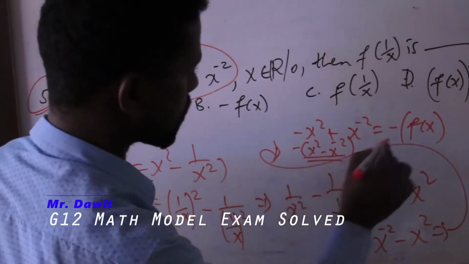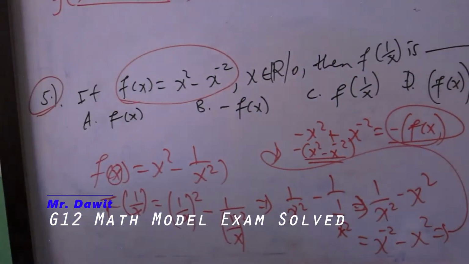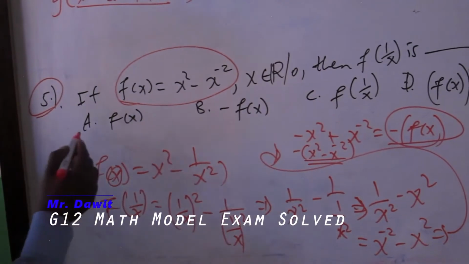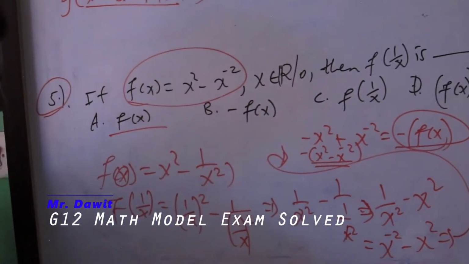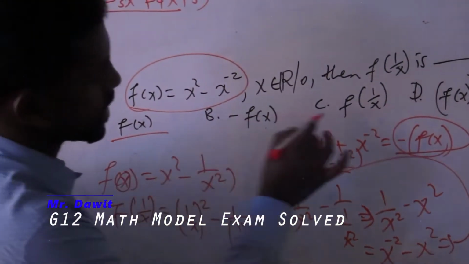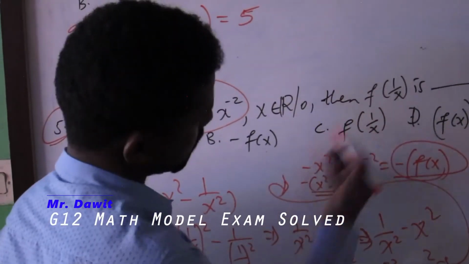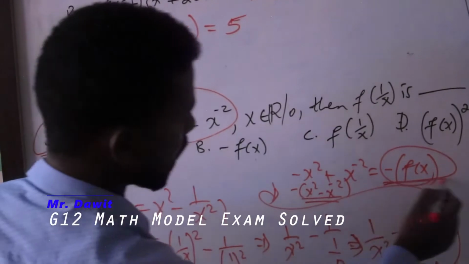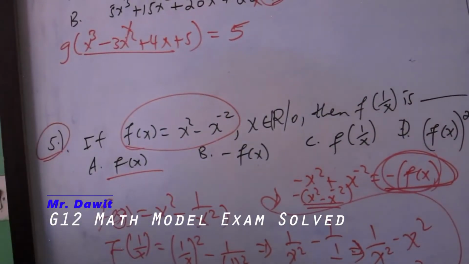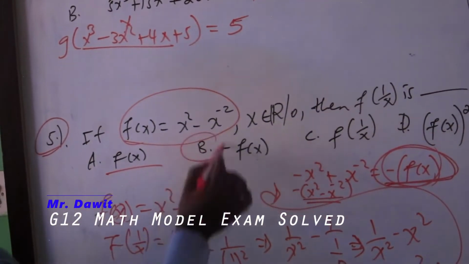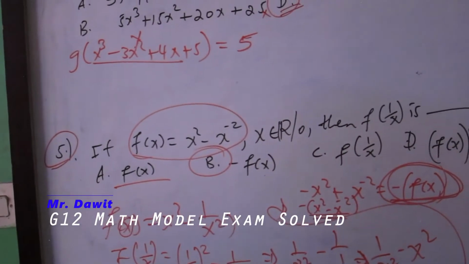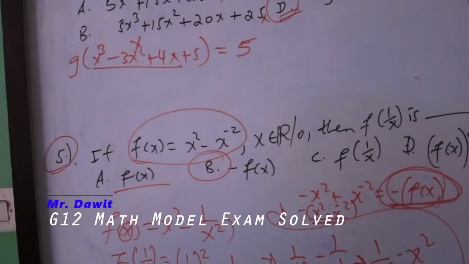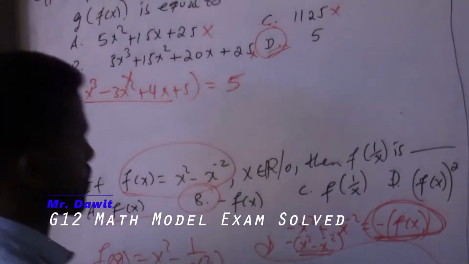See, the same thing, which is equivalent to the negative of f of x. So from this, A says what? Itself, f of x. B, the negative of f of x. C, f of 1 over x, and D, f of x the whole square. So from this, finally we get what? The negative of f of x. So from the choices, we get B. So this is how we can solve this equation.